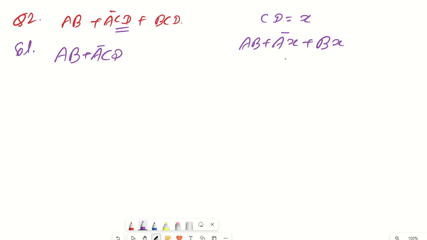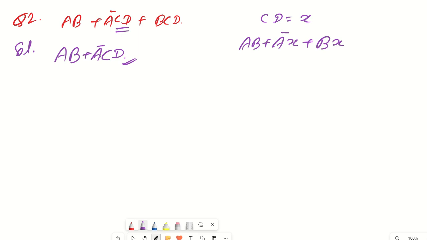So, considering CD as a single term, we can see that it looks like AB plus A bar X plus BX, and then we can write AB plus A bar X. Understood? X can be replaced with CD. So this is the one line solution.